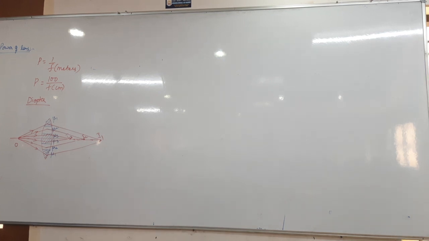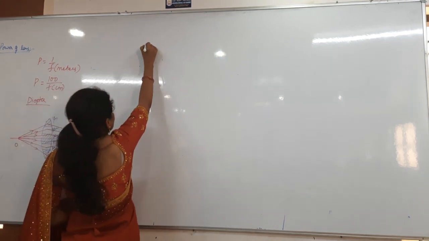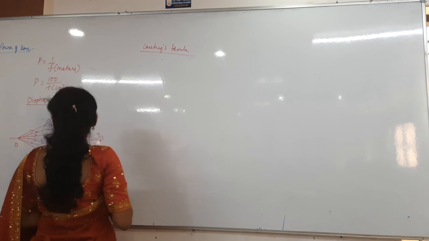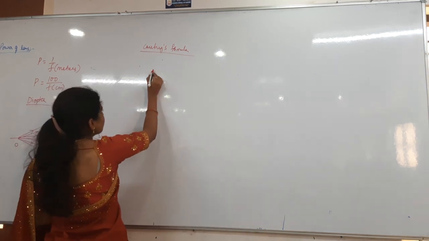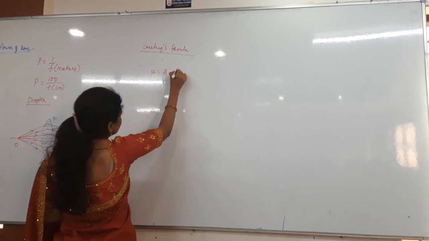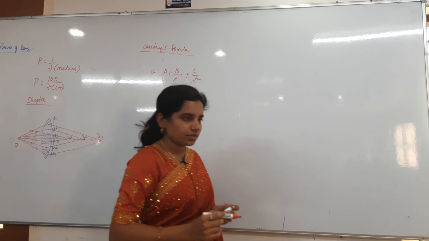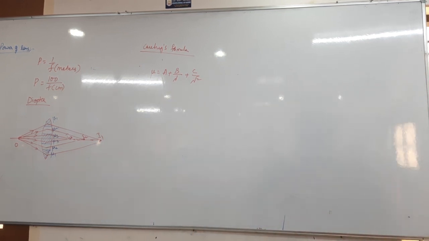Just write that the number of images formed by a lens which is made up of different refractive indices will depend on the number of mediums considered. And the 3 images will be formed, I1, I2, I3.